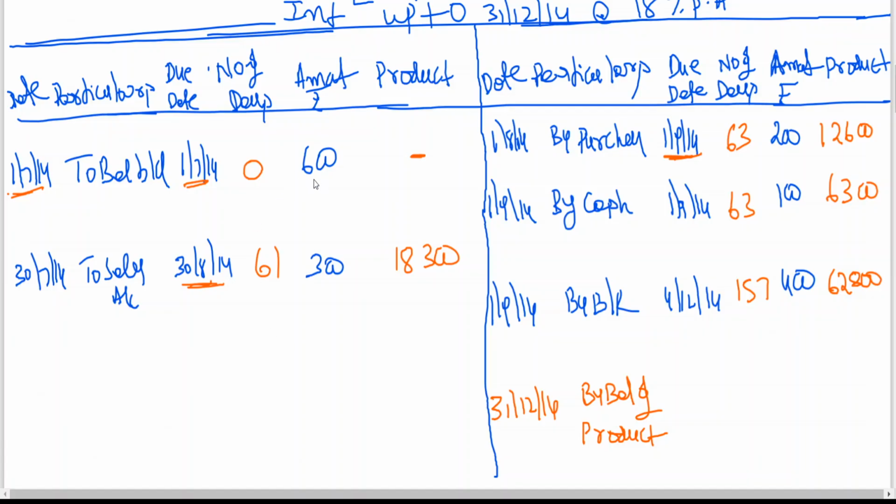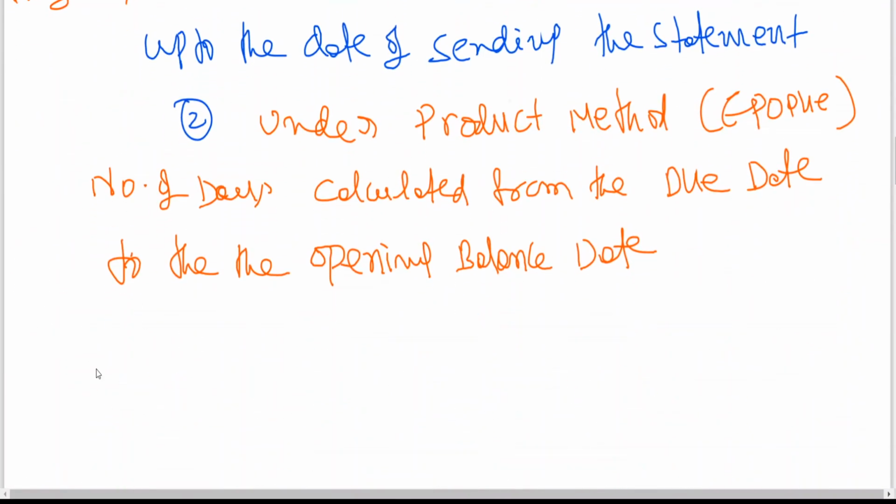For writing 31st December, you should take the total of this: 600 plus 300, 900. 900 minus 200, 700 minus 100, 600. 600 minus 400, 200 rupees. 200 rupees into number of days you should calculate from 1st July to 31st December 14. That is, 1st July means 31 days. Then August 31, September 30, October 31, November 30, December 31. You will be getting how many days? 184 days. So this is, as I'm giving as third point.